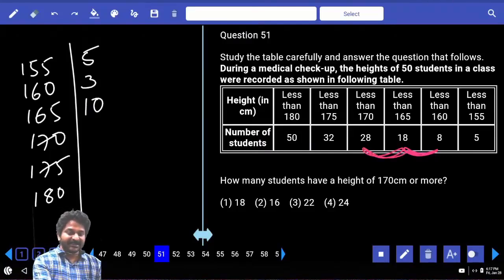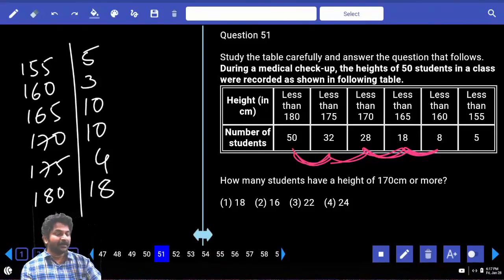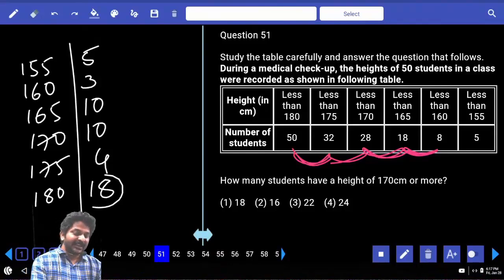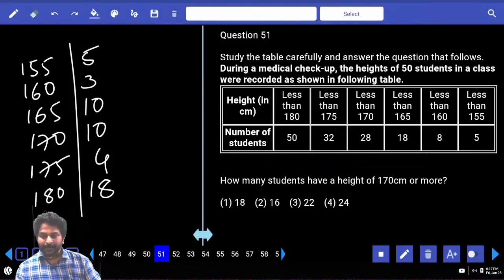Here what is the difference? 10. Next, what is the difference here? 4. And 50 minus 32, what is the difference? 18. Clear? So these 18 people are between 175 and 180. Is this data clear? Now let's start.